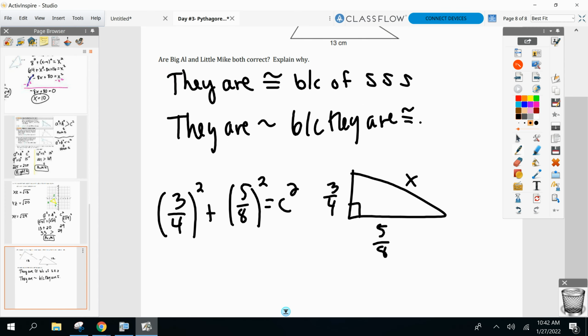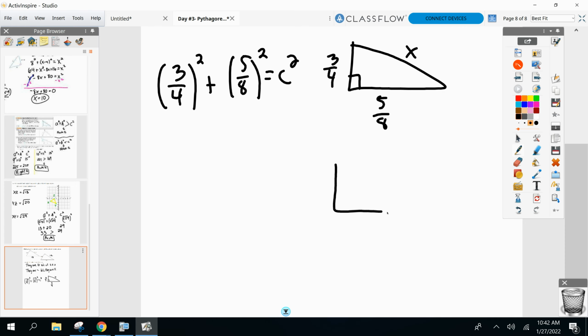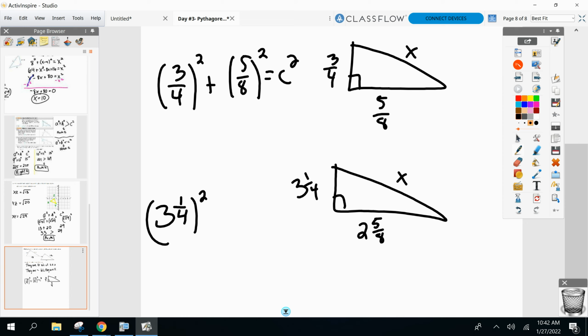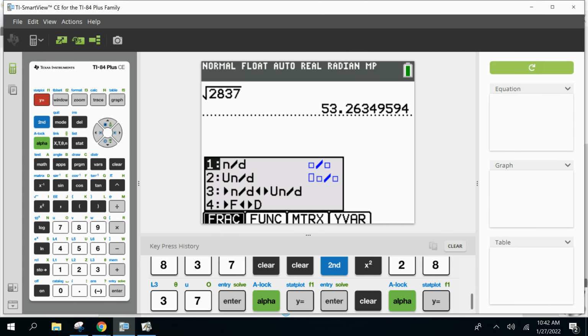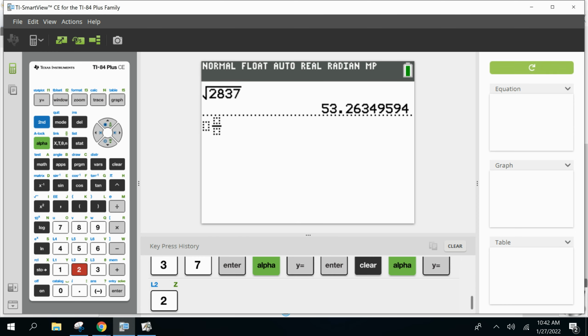You'll also see a problem tonight that looks like this: 3 1/4, 2 5/8. Find the hypotenuse. You can put this in your calculator. I don't know if you ever have before. Go to alpha y equals again. Usually you choose number 1, but if you want to put a fraction in like 3 1/4, you choose option 2. Everyone see you can plug those in right there.